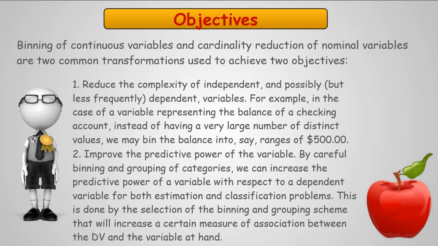Binning of continuous variables and cardinality reduction of nominal variables are the two most common transformations, and you're going to try and achieve two objectives with them. One is to reduce the complexity of the independent variables. For example, if we took a checking account balance, we might say our model is going to look at a checking account balance in blocks of 500. You keep 0 to $500, 500 to 1,000, and so on. And it very often improves the predictive power of a variable by carefully binning it into groups and categories instead of trying to use it in a continuous form.